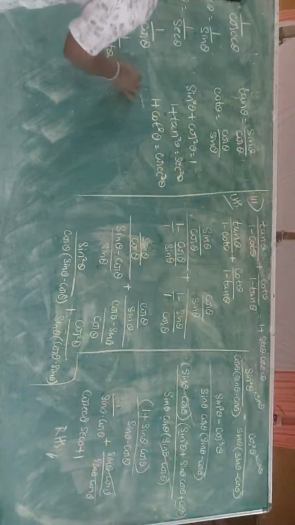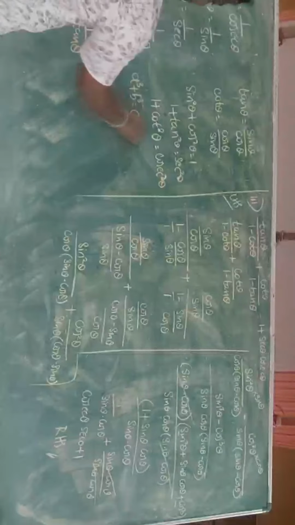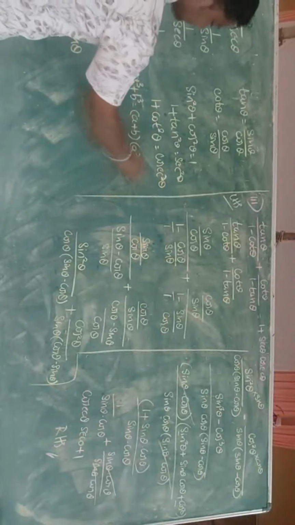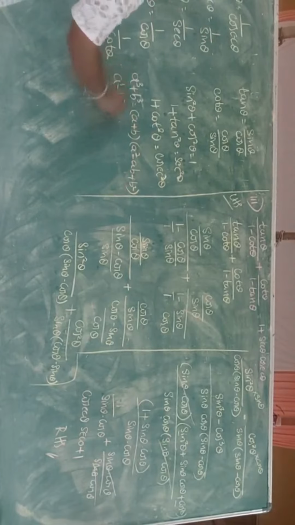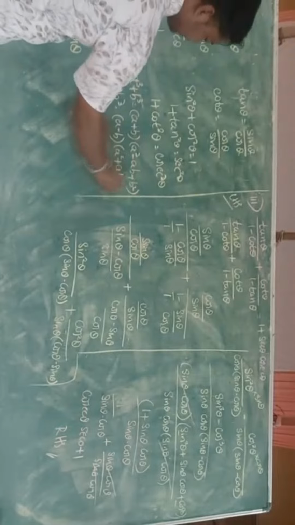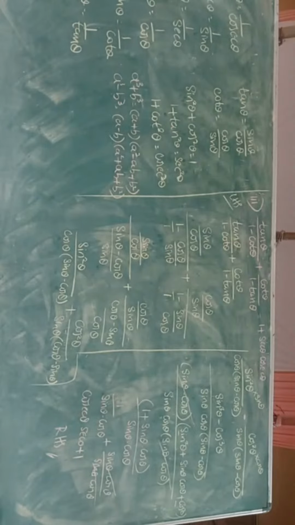Write these identities. A cube plus b cube is equal to a plus b into a square minus ab plus b square. A cube minus b cube is equal to a minus b into a square plus ab plus b square. Don't get confused. A cube plus b cube is equal to a plus b into a square minus ab plus b square, and a cube minus b cube is equal to a minus b into a square plus ab plus b square. Important algebraic identities.